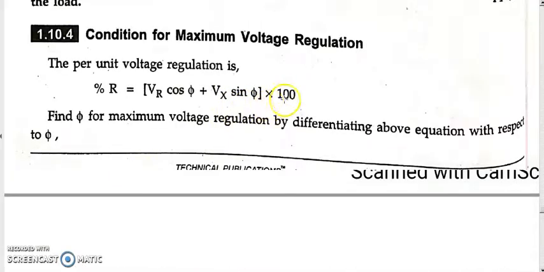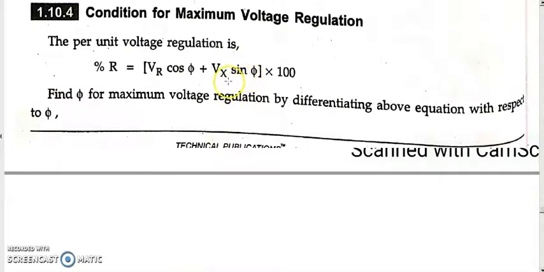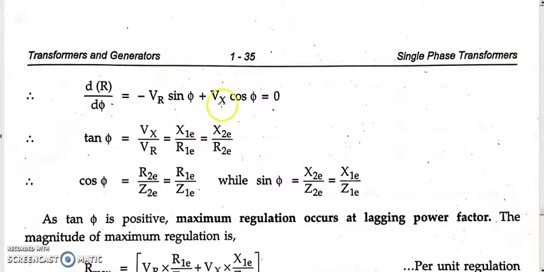So let's see what we get after differentiating the percentage regulation with respect to phi. The 100 I told you we can neglect; I can take it as a per unit value and remove the percentage as well. Differentiation of cos phi is minus sin phi, and differentiation of sin phi is cos phi. So plus Vx cos phi minus VR sin phi. I told you we have to equate it to 0 for the maximum condition. When I equate to 0, again this side goes to the right side, and cross multiplying, I get tan phi equal to Vx by VR.